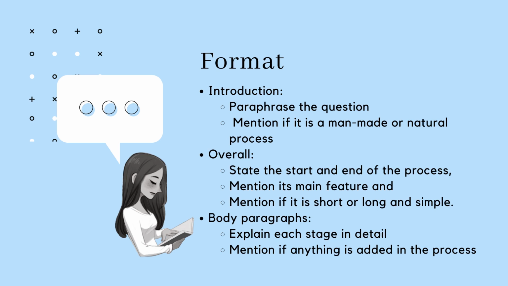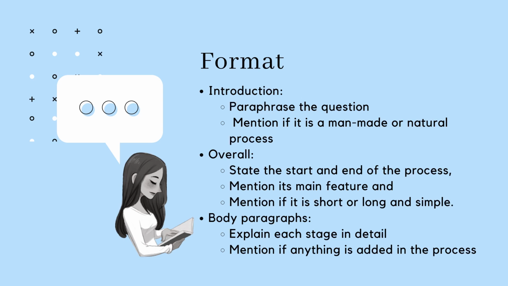After doing that, you will leave the space of one line and write the overall. In the overall, you will state the start and end of the process, that is, where the process starts and what is the end product. Next to that, you will mention its main feature, that is, a feature that according to you is striking and does a great job in the process. And lastly, mention if it is short or long and simple or complex.